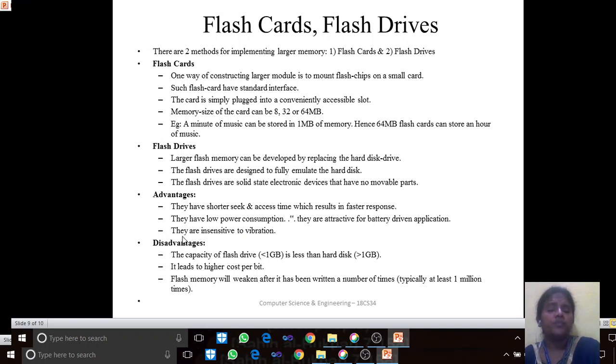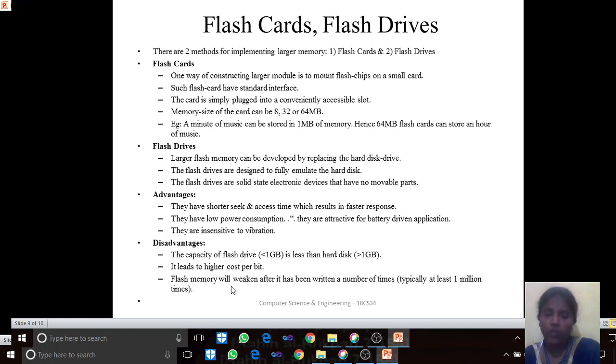What is the disadvantage? The capacity of a flash drive is less than 1 GB. It is less than the hard disk, which is greater than 1 GB. The main disadvantage is that a flash drive is less than 1 GB, but a hard disk is greater than 1 GB. It leads to higher cost per bit. Yes, as the number of bits increases, the cost also increases.